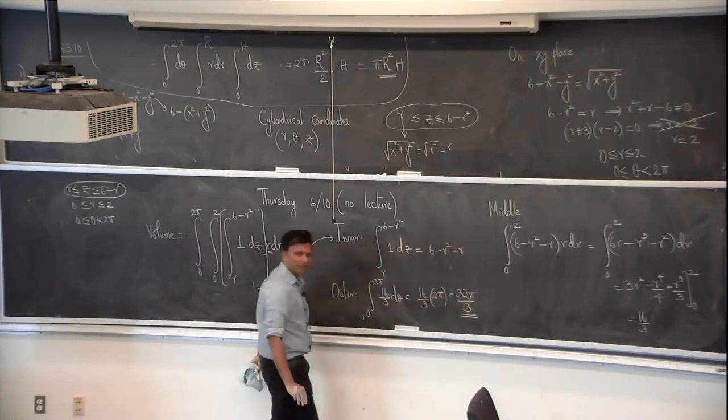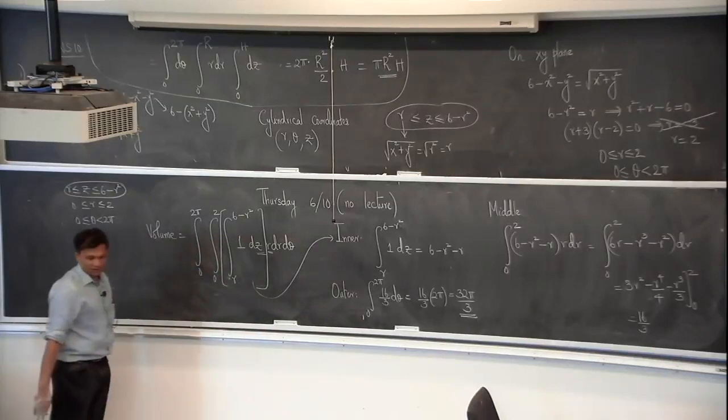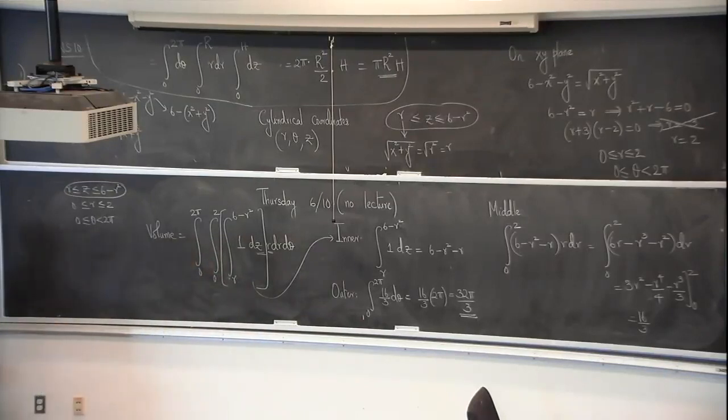I'm not surprised to find pi in there because it's got a circular cross section, and that is the volume of the solid. Okay. All right. That's problem 1. Any questions on this one?